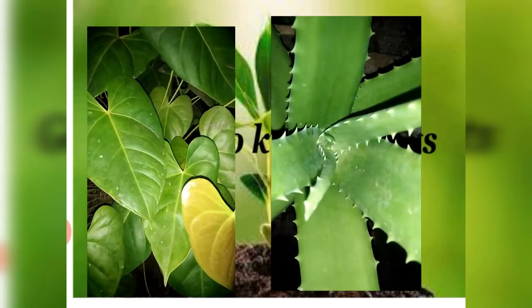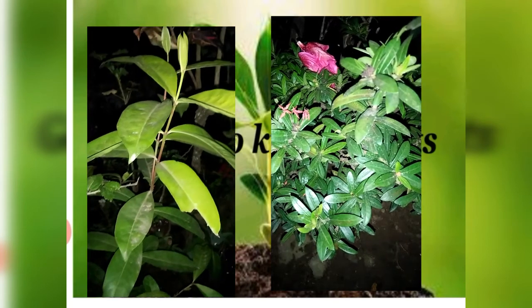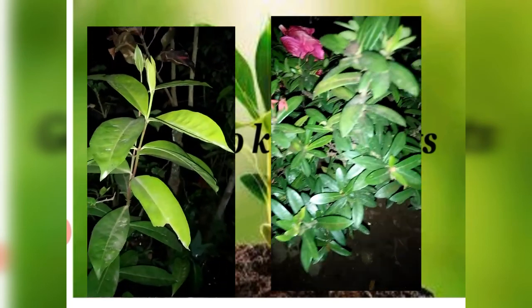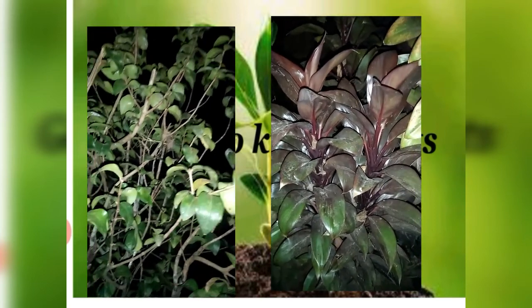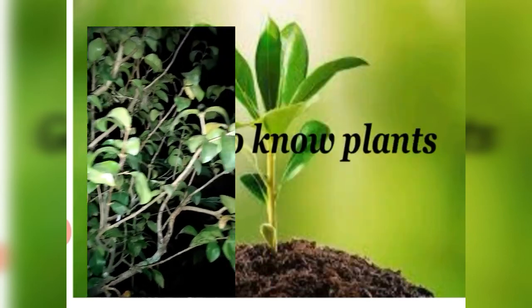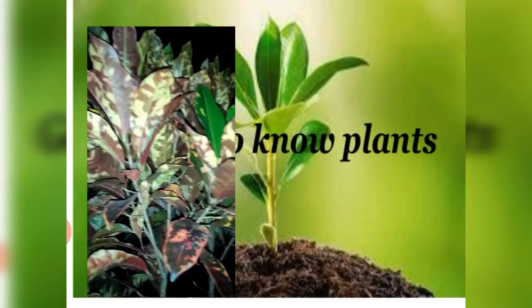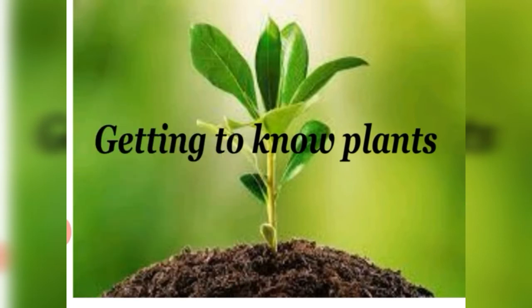Okay. Before we start our class, you observe the leaves of some plants around you. Look at the leaves of plants. You can see different size, different shaped leaves around you, right? Did you notice how leaves are attached to the stem?